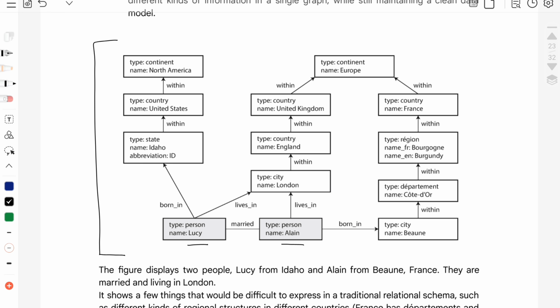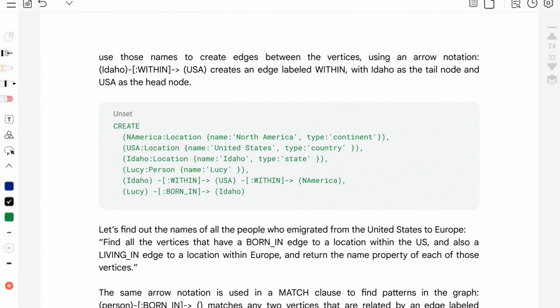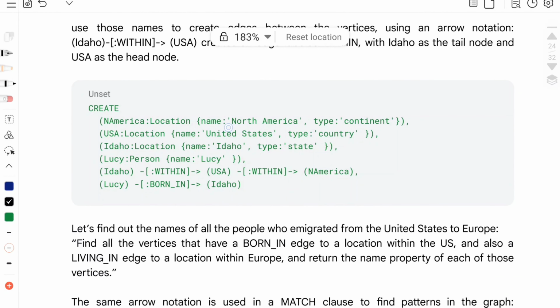As you can see here, these are vertices in a graph database, and each vertex has been given a unique name. Here the name is Idaho, here the name is United States, and so on. So the query of Cypher language also inserts the vertices into the database, like we are inserting North America here, United States, and so on.